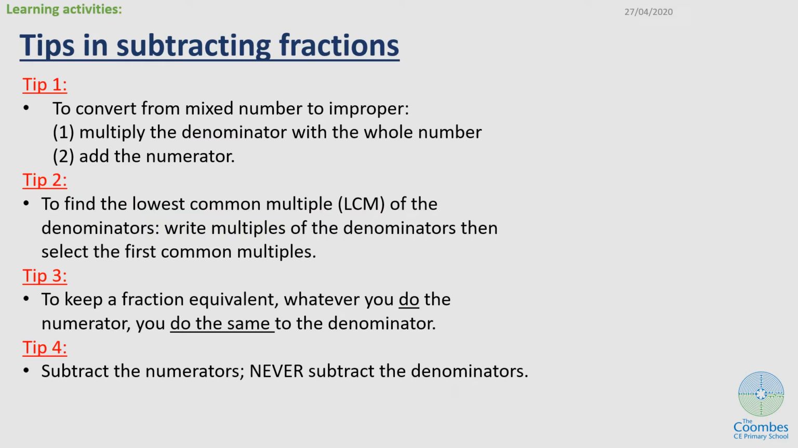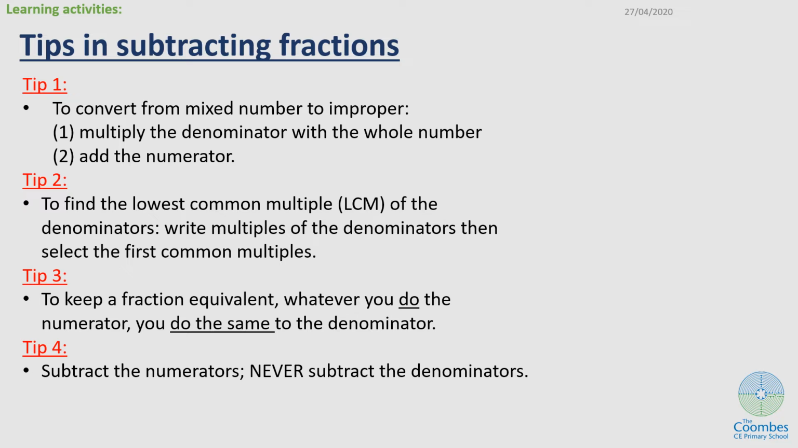Some tips in subtracting fractions. Tip number 1, to convert from a mixed number to an improper fraction, multiply the denominator with the whole number and add the numerator. Number 2, to find the lowest common multiple, LCM, of denominators, write the multiples of the denominators, then select the first common multiple.